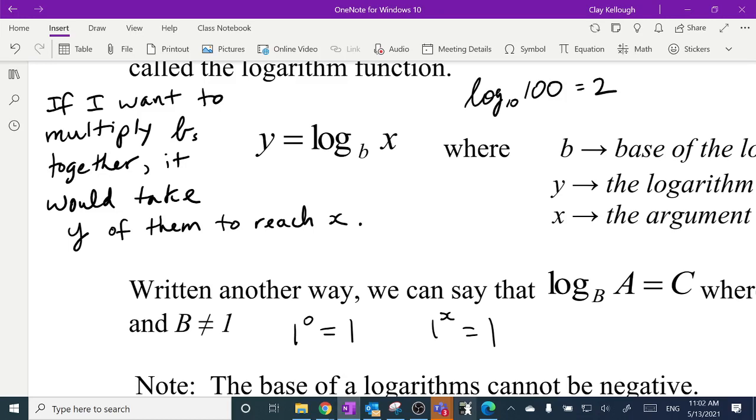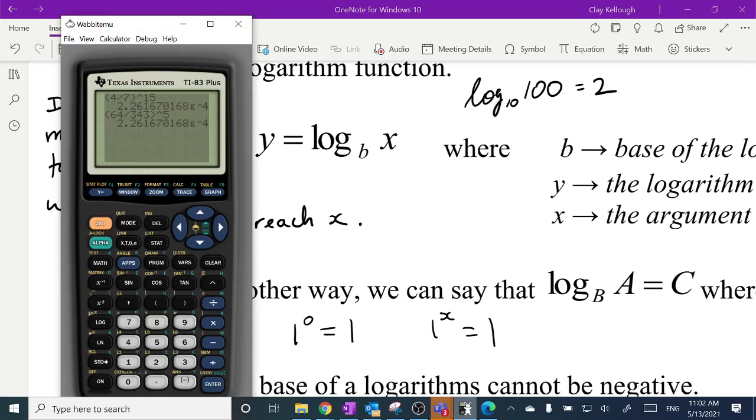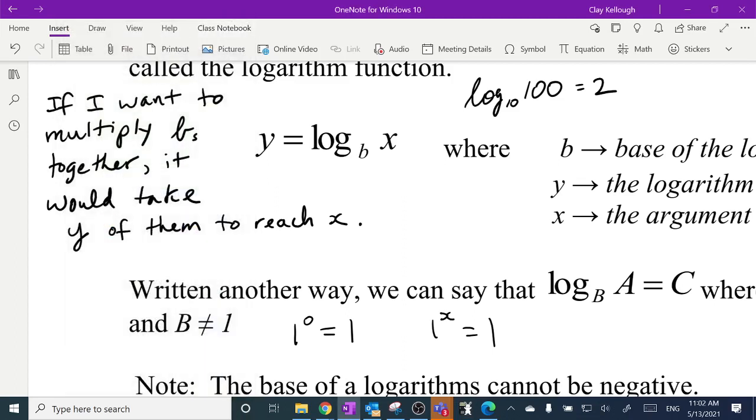Here, let's make sure we're right about that. Open up a calculator, clear it, and we'll say log, and it just doesn't bother saying base 10. We know it's there. Of 100 is 2. What did the calculator just tell me? It told me that if I'm multiplying 10s together, it takes 2 of them to get to 100.